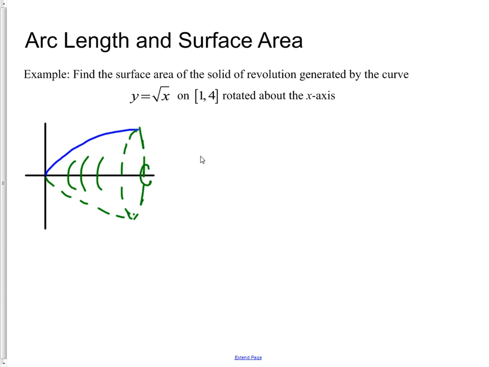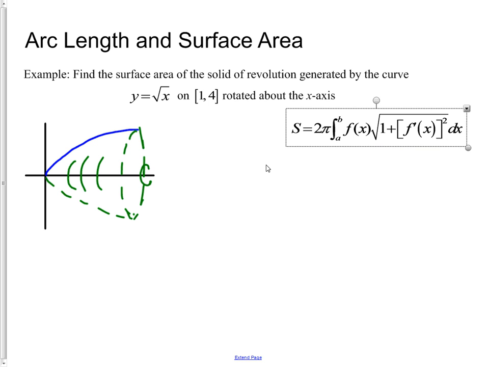All right. So our formula tells that the surface area is equal to 2 pi times the integral from a to b of the function f of x times the square root of 1 plus the derivative of f of x squared. So let's get the pieces together right here. We know that in our case, a and b are equal to 1 and 4 respectively.